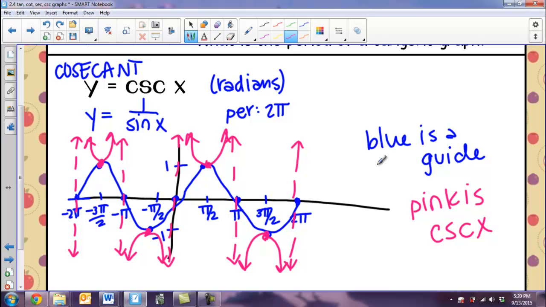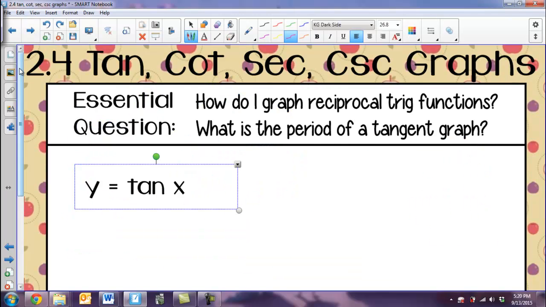Okay, same period, same all that stuff. We're just changing flip-flop and stuff. Okay, so the last one that we need to look at is tangent and cotangent.